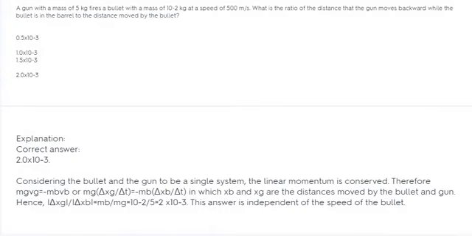A gun with a mass of 5 kilograms fires a bullet with a mass of 10^-2 kilograms at a speed of 500 meters per second. What is the ratio of the distance that the gun moves backward while the bullet is in the barrel to the distance moved by the bullet? 0.5 x 10^-3, 1.0 x 10^-3, 1.5 x 10^-3, 2.0 x 10^-3.